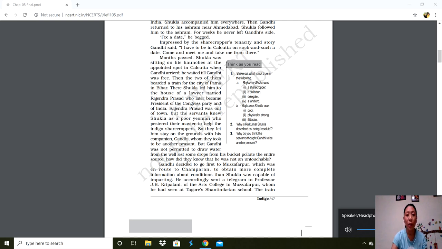Okay, so he went there to pull some water to drink, but Gandhi was not allowed to take water from the well because they believed that Gandhi was untouchable. Untouchable is the social stigma, practiced so severely in those ancient times. But even these days, it is still practiced, but not as seriously as in those days. All right. So Gandhi was not permitted to draw water from the well, lest some drops from his bucket pollute the entire source.